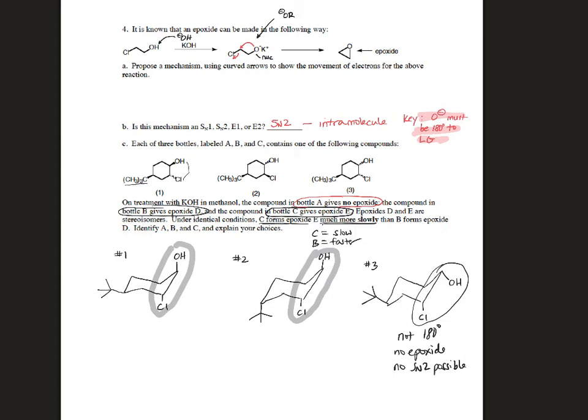The other 2 can give an epoxide because we have that 180 degree OH exactly opposite the Cl. It's perfect. One is slow and one is fast. The answer to that lies in the location of the tert-butyl groups. If you remember way back when, large groups want to be equatorial. So they prefer the equatorial position.